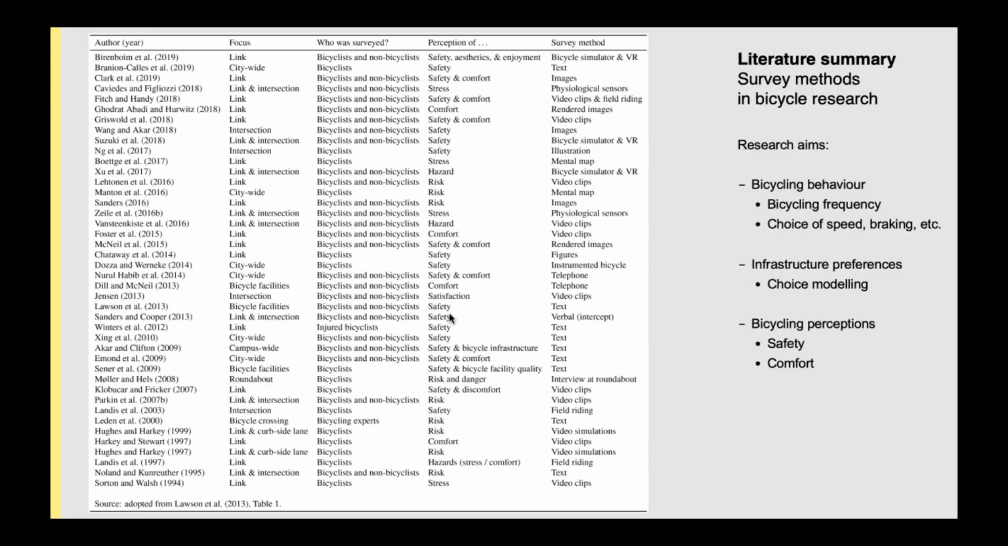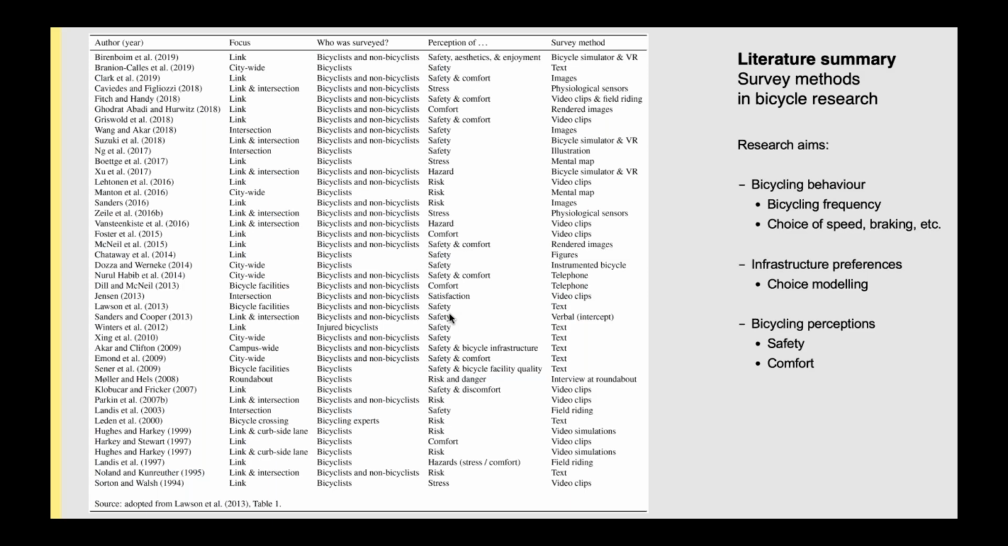I start my presentation by giving you an overview of the previous research in the literature about bicycling. This table is adopted from Lausanne et al. in 2013. They had gathered these studies up to the year 2008, if I'm not wrong, and I have updated this table to 2019. This table shows how the focus of the research was on the link-based, for instance, or at the intersection level, or at the citywide level. The people who have been surveyed and the purpose of the study, whether perception of safety, comfort, or something else, and the survey method, which is the key input for us here.